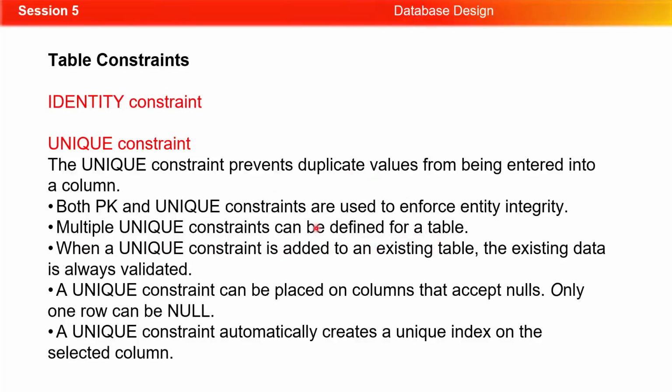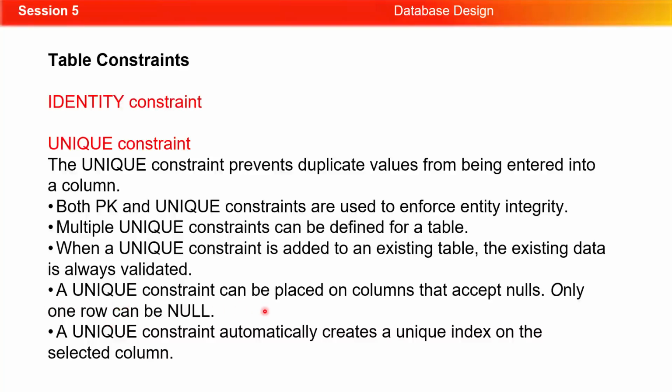So this is enforcing data rules of the enterprise. Again, these are rules that can be implemented at the database level. So these rules don't need to be coded at the application level. When a unique constraint is added to an existing table, the existing data is always validated, and feedback can be delivered to the database programmer or database administrator at that time if there are any violations. And then they'll have to take action.